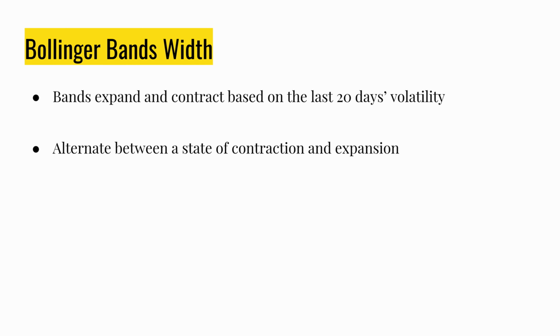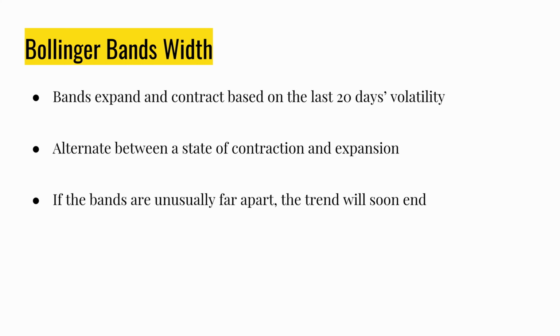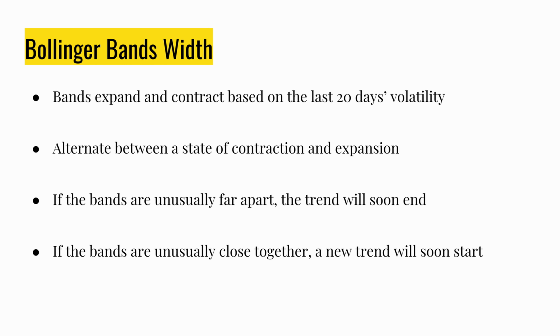They alternate between a state of contraction and expansion. A state of contraction means that the Bollinger Bands are really close together, so the Bollinger Band width is very small. On the other hand, a state of expansion is when Bollinger Bands are really far apart, so the Bollinger Band width is very big. Furthermore, if the bands are unusually far apart or the Bollinger Band width is big, then the current trend may end soon as the market is very overextended. On the other hand, if the bands are unusually close together or the Bollinger Band width is very small, a breakout in either direction may occur.